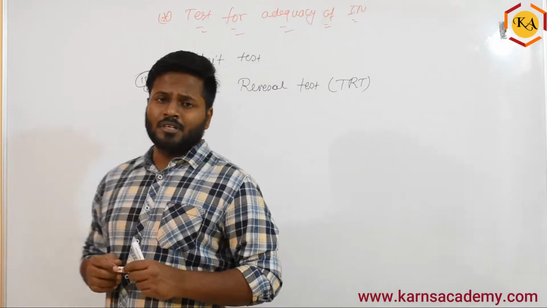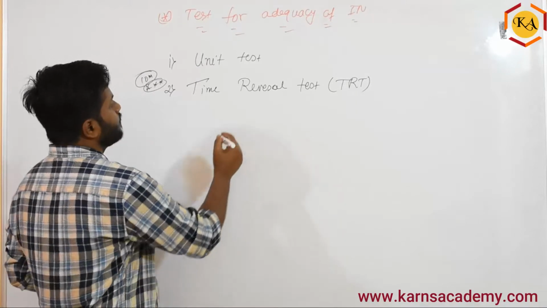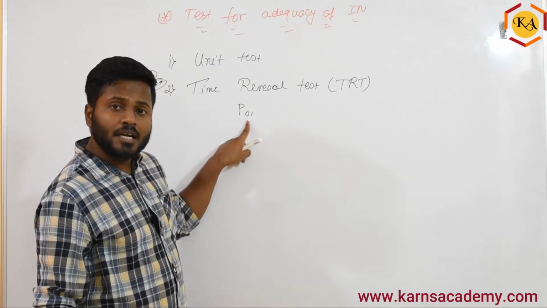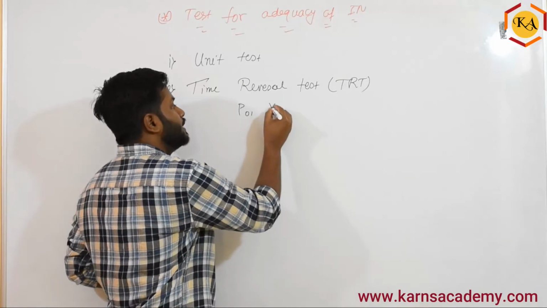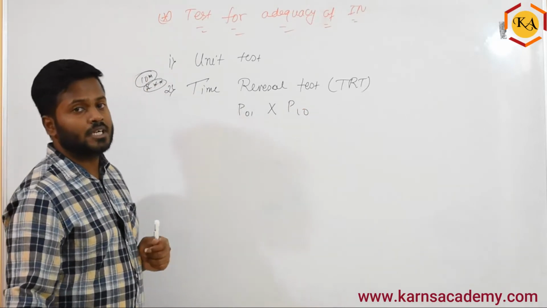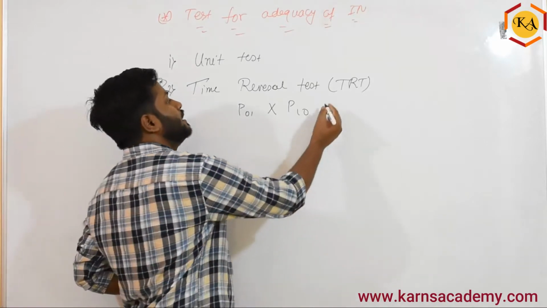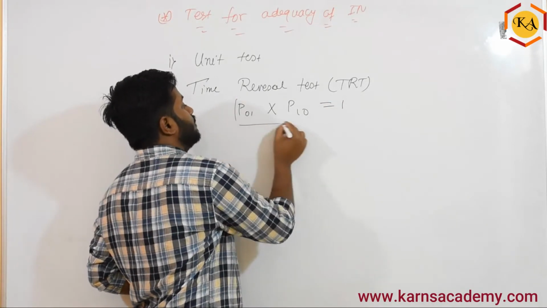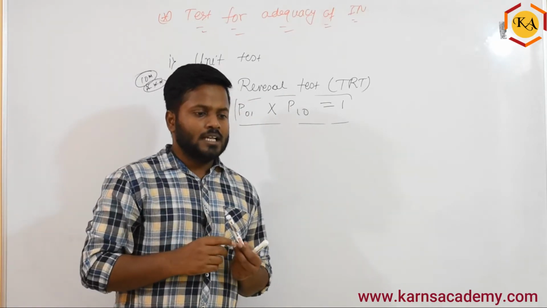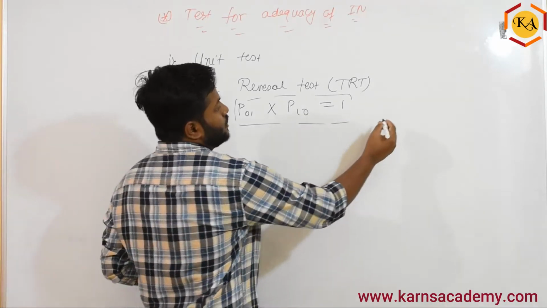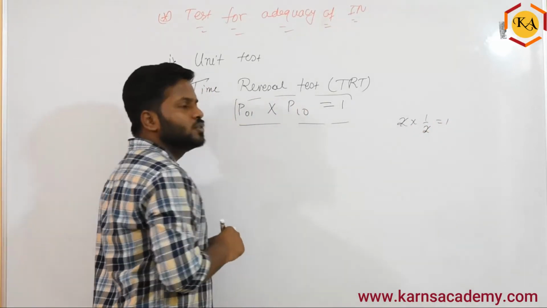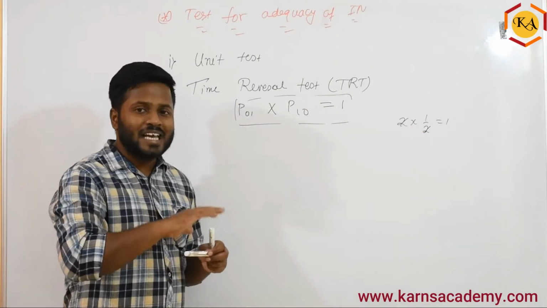So what the time reversal test says is: if the price P01, that is current year with respect to base year, and the reciprocal of this, that is P10, base year with respect to current year, are multiplied and I get the result as 1, then we can say that the time reversal test is satisfied. Remember, it's like 2 and the reciprocal of this, 1 by 2. If I cancel, how much do I get? 1. So this test believes in that particular thing.